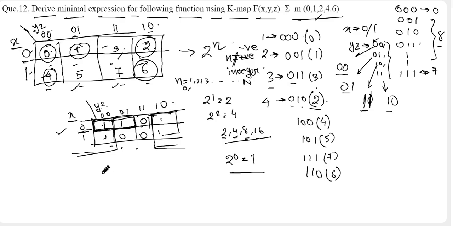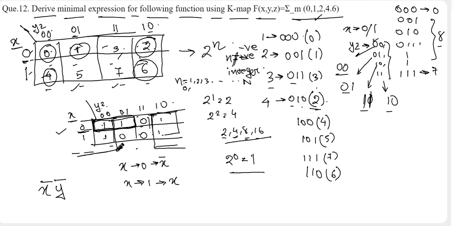If the value is 0 for any variable, we will write it as a complement. Suppose the x variable has a value of 0, so we will write it as x bar. But if it has a value of 1, we will write it as x only. So for this particular group, x has a fixed value of 0 and y has a fixed value of 0, and we will discard z because its value is changing. So for that group, our Boolean expression will be x bar y bar.